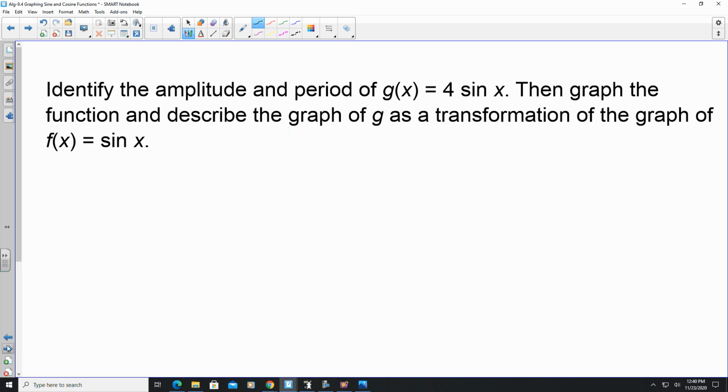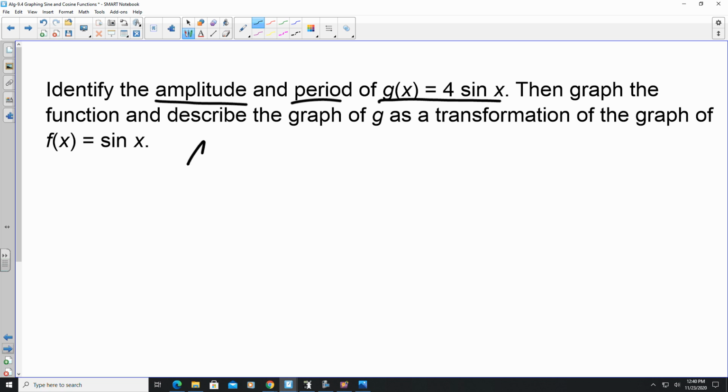All right, so getting into graphing a trig function. In this particular one, they want us to graph g of x is equal to 4 sine of x. Identify the amplitude and period, then graph it. So when we graph this, first thing we've got to do is find the amplitude and the period.